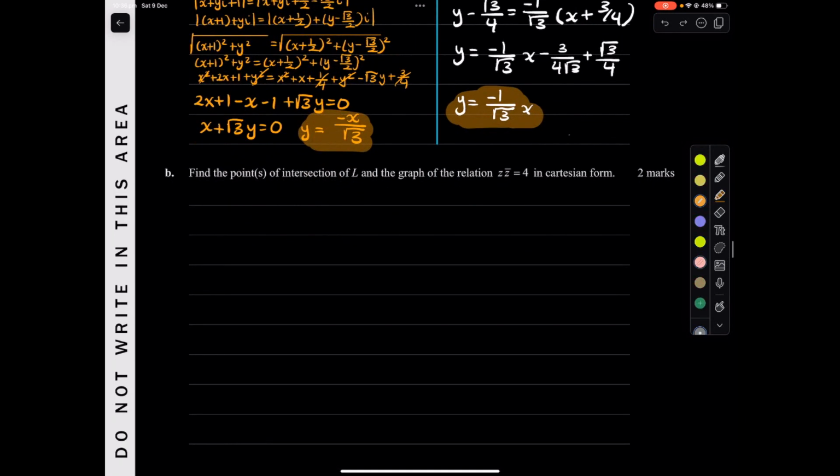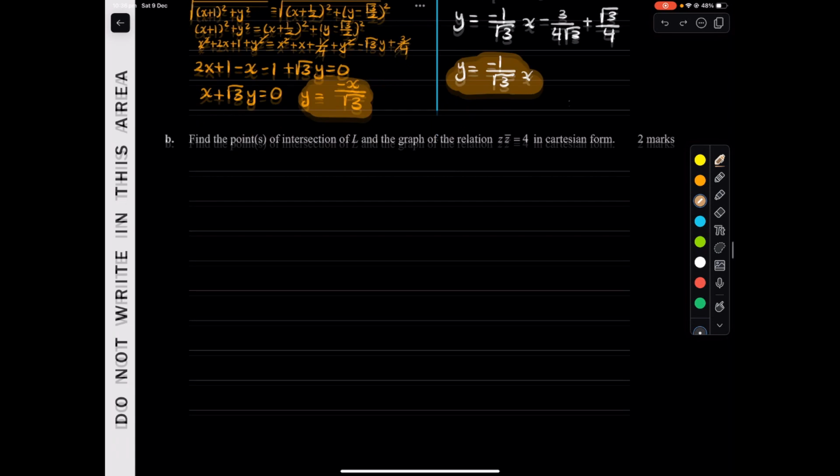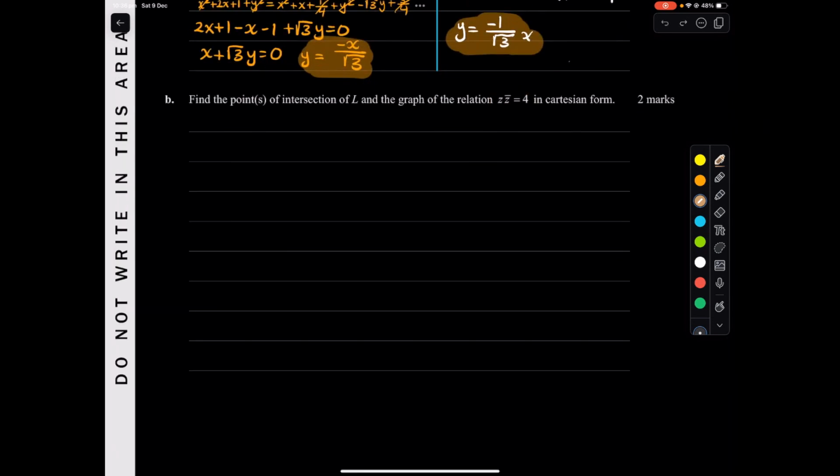Now let's do B. Find the points of intersection of L and the graph of this in Cartesian form. Okay, so let's find the equation of this. If we let z equal x plus yi, so we're saying x plus yi multiplied by x minus yi, the conjugate, equals 4.